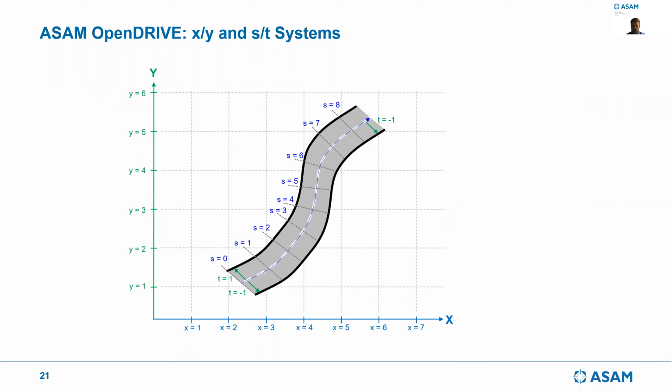And this is a road now placed into an inertial coordinate system. So what you can see here is the s-axis that goes along the road. And you can see that the s-axis is always, in that case, in the center of the road. It doesn't have to be in the center of the road. And we've got the t-axis always perpendicular to s. And that is important to remember and to know.